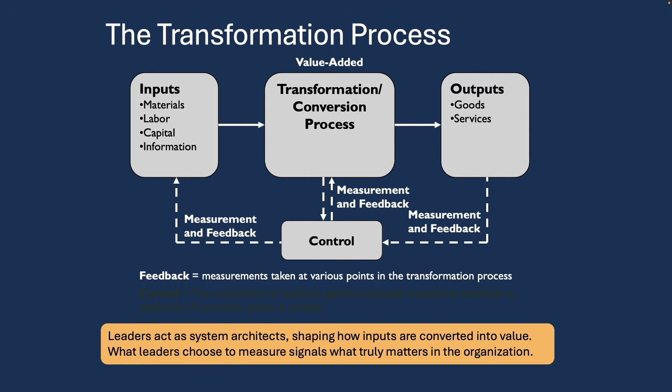Measurement and feedback provide information about system performance. Control involves comparing feedback against standards to determine whether corrective action is needed. Leadership is revealed in what gets measured. What leaders choose to measure signals what truly matters. Metrics shape behavior, sometimes in unintended ways, so leaders must think carefully about what performance indicators to encourage.